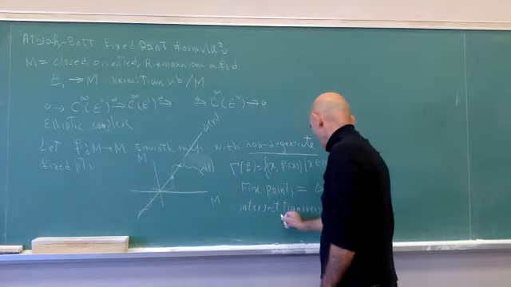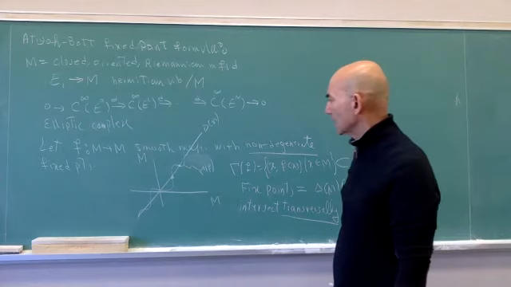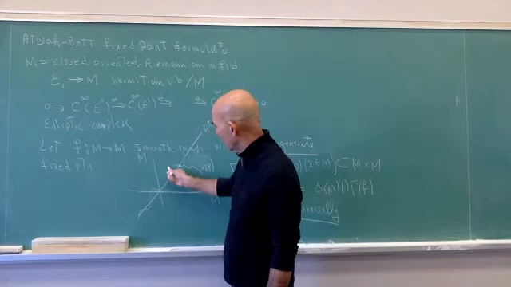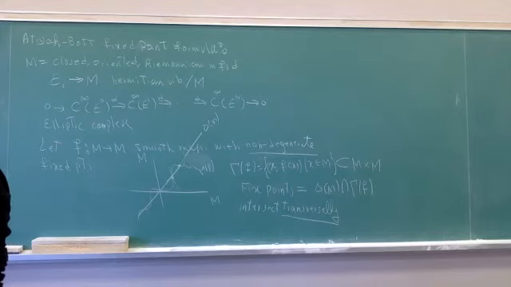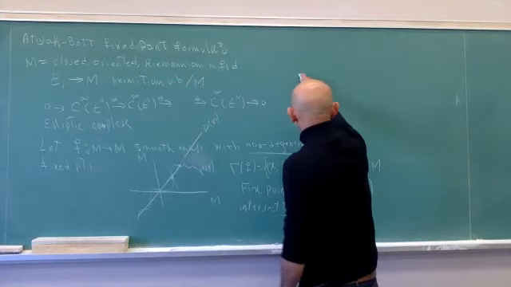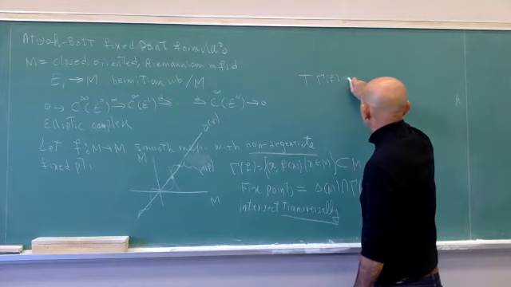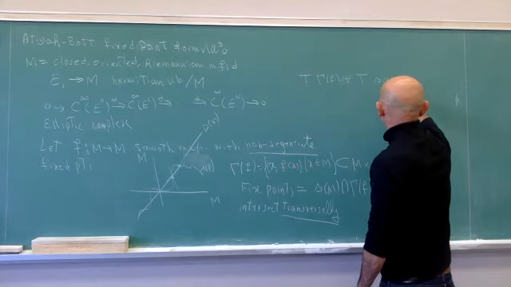That's the word. So what does transversal mean? Transversal means that if you look at the tangent space to the graph at that point, and the tangent space to the diagonal, these two things together generate the tangent space of M cross M. So the tangent space to the graph of F plus the tangent space of the diagonal is the tangent space of M cross M, at each fixed point x.